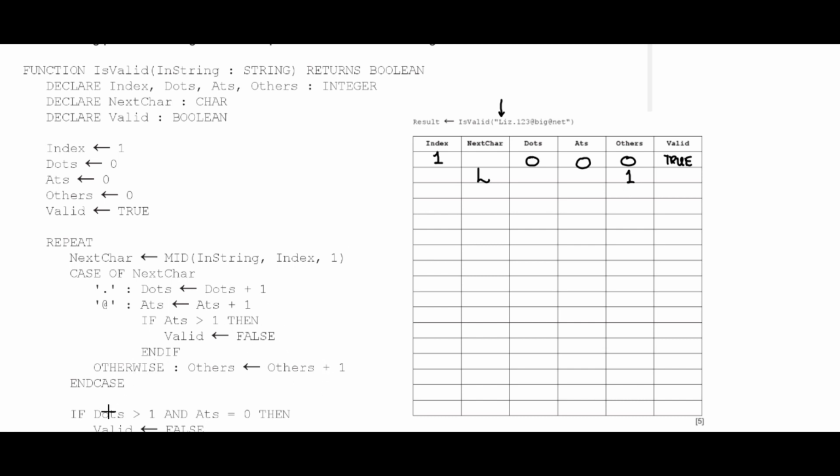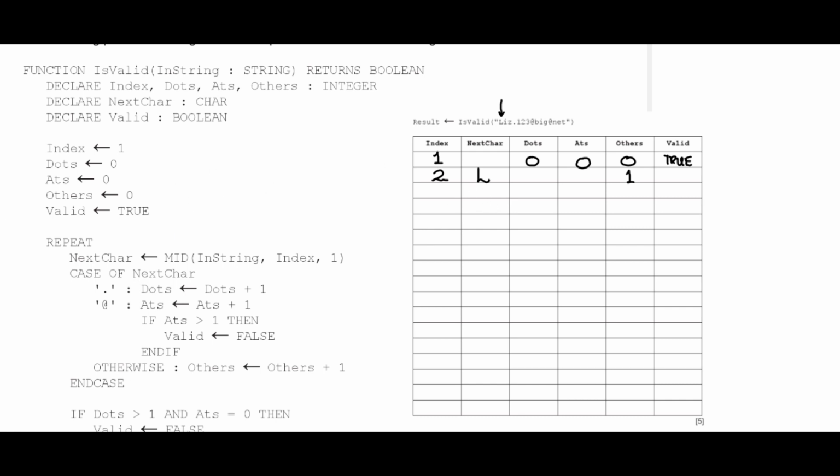Then if dots is greater than 1 and ats is equal to 0, then valid is set to false. Dots is not greater than 1, ats is still 0, so it doesn't comply. Else index is index plus 1, so we update index. You can actually update index on the next line, and I think it's better to do it that way. But again, space is a premium, so I think we're going to stick with this one. In your exam, make sure you do that.